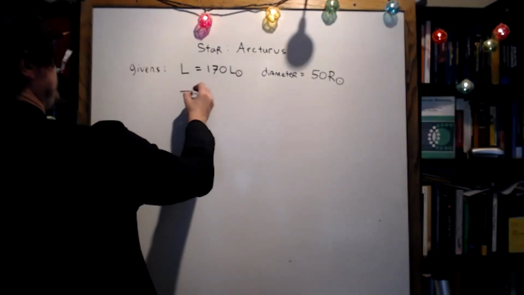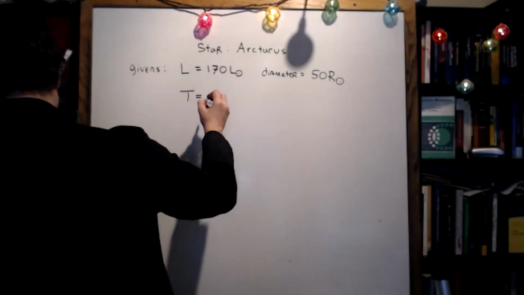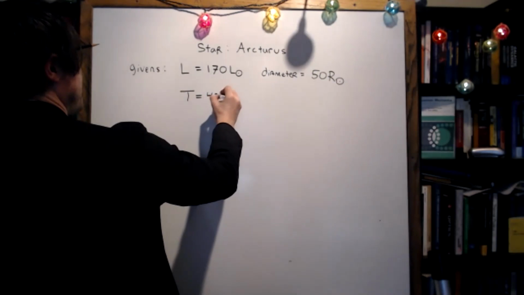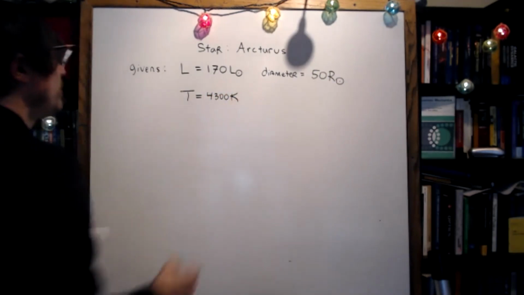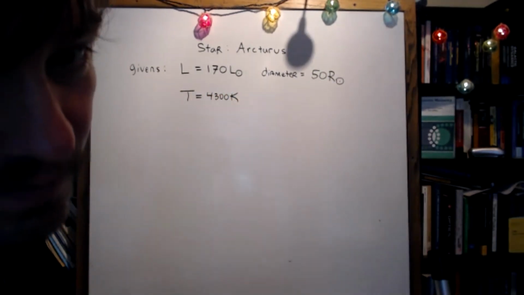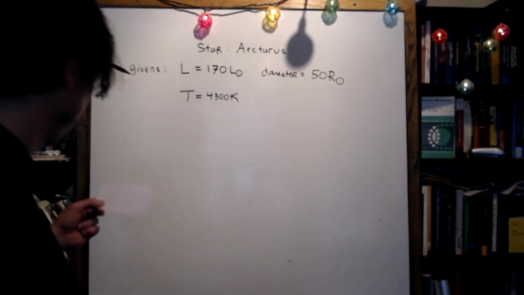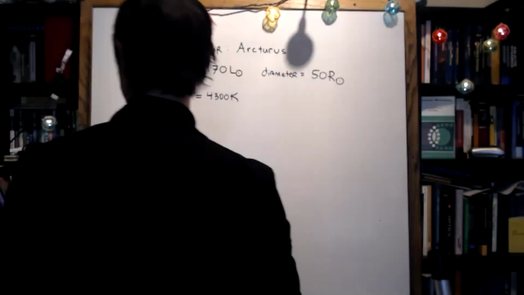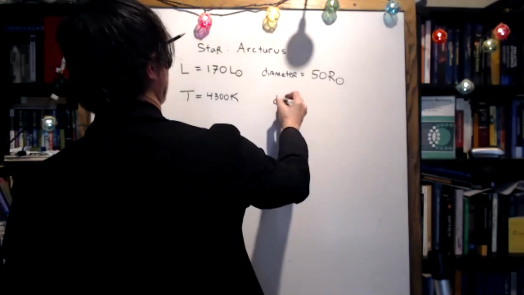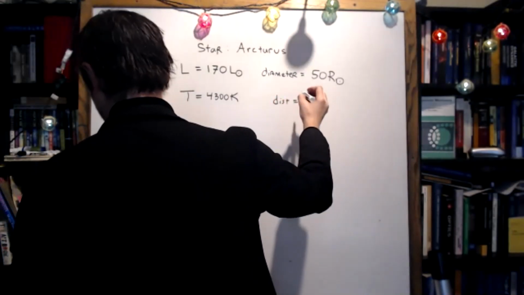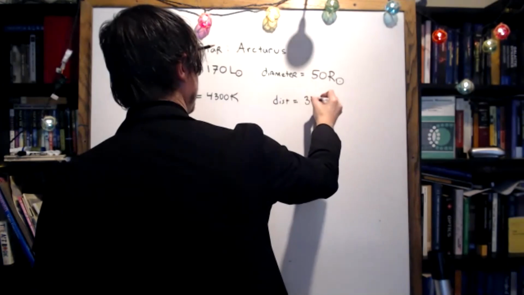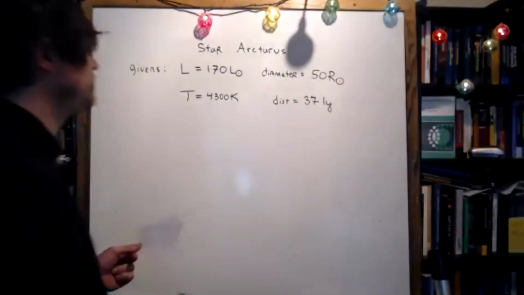I'm also going to tell you the temperature at the star's photosphere. It's 4,300 Kelvin, just like our sunspot today. I'm going to tell you the distance to the star. The distance to the star is roughly 37 light years.